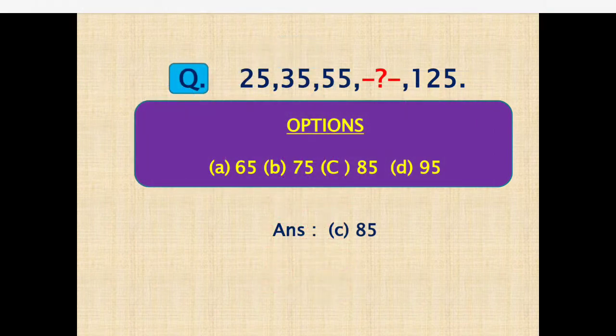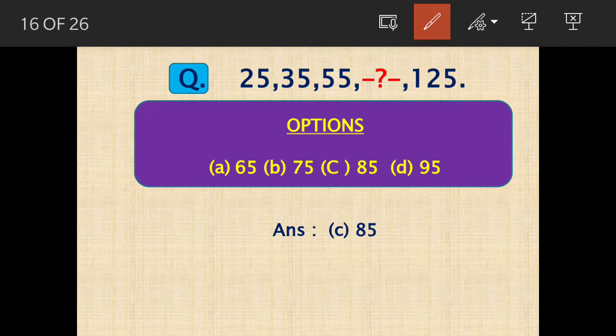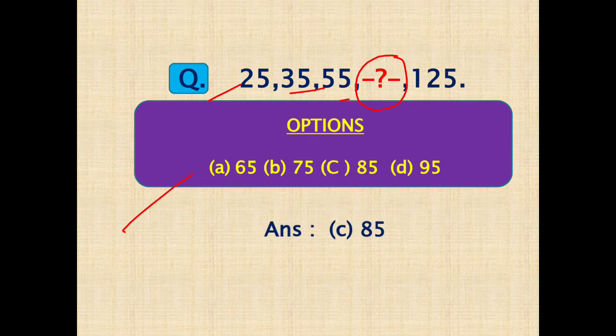Now the series is given. There is a missing term here. Options, and answer is option C, 85. Now we'll see how we have come to this option. And again, don't get frightened by this big number. The question is pretty simple.